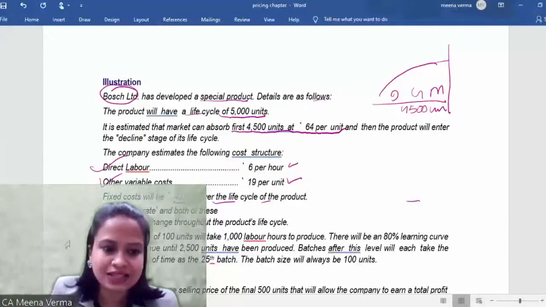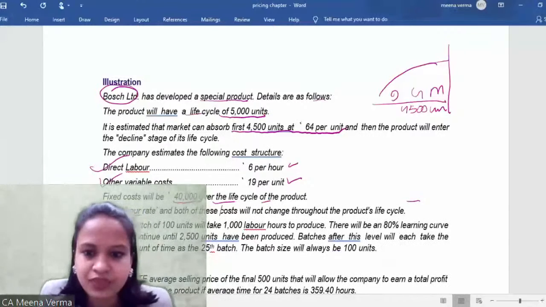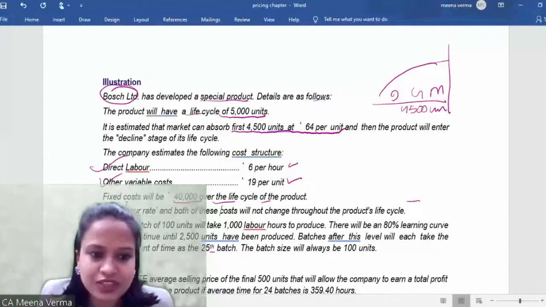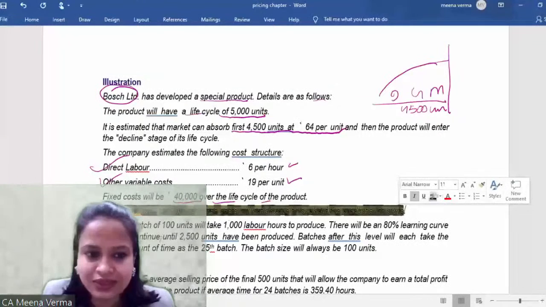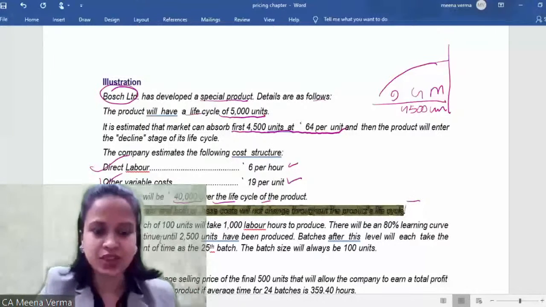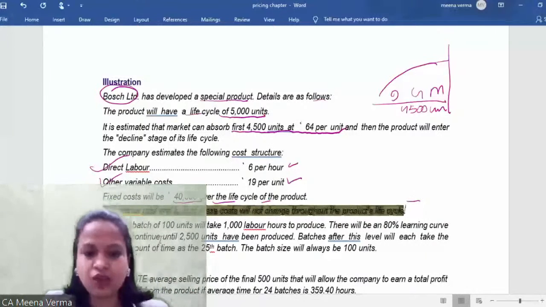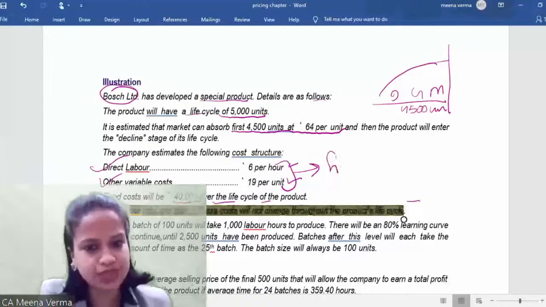What is the meaning of this line? The meaning is that the labor rate and both of these costs will not change throughout the product life cycle, which means this cost will remain fixed.